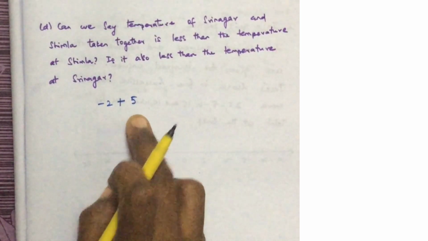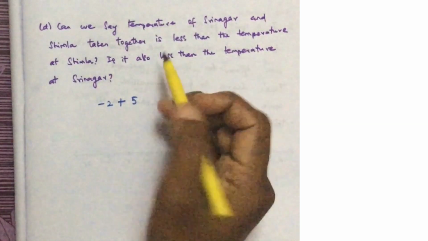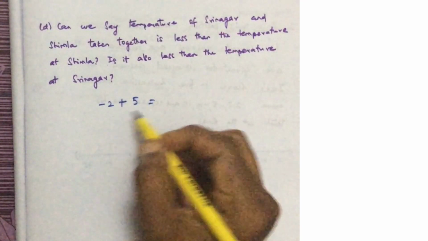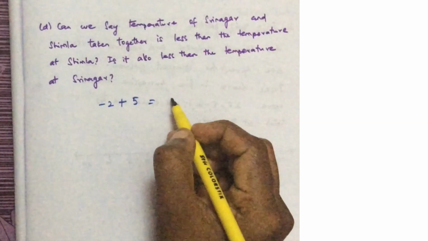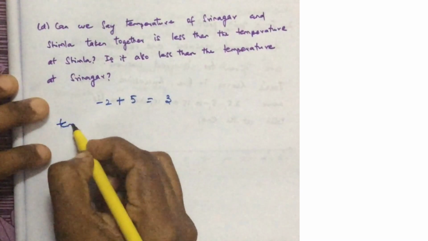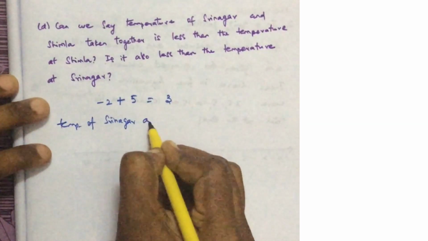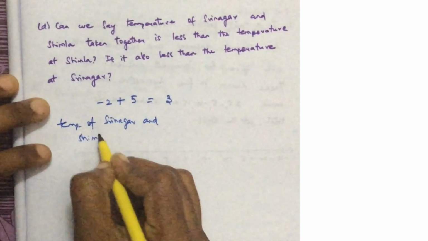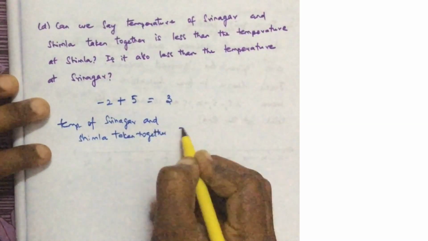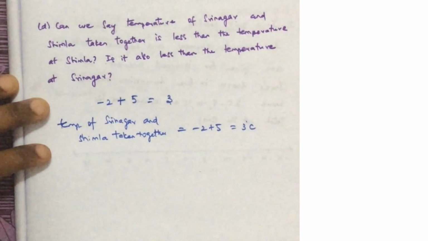The temperature of Shimla is plus 5 and the temperature of Srinagar is minus 2. Now you are adding this, that is minus 2 plus 5. When the signs are different, you have to subtract. So 5 minus 2 is 3, and the greater number is 5. So I can write in a sentence, the temperature of Srinagar and Shimla taken together. What is that? Minus 2 plus 5, that is equal to 3 degrees Celsius.